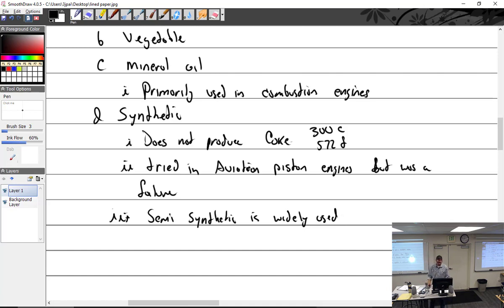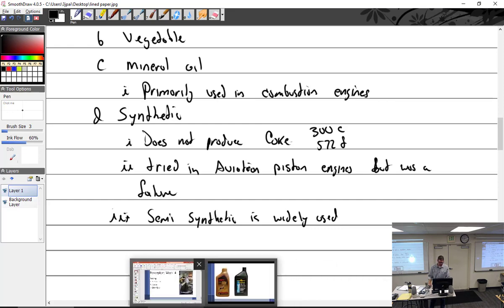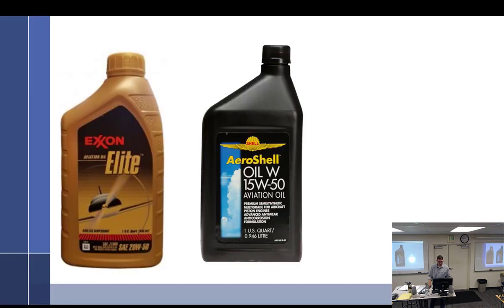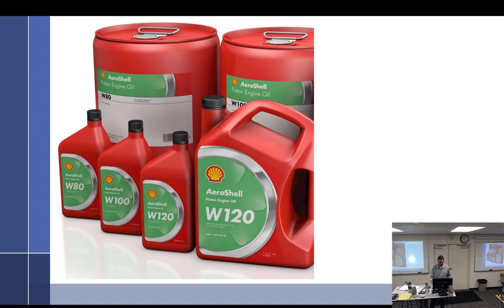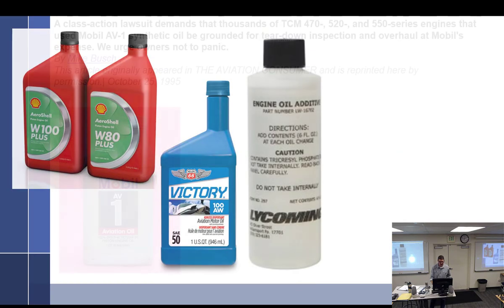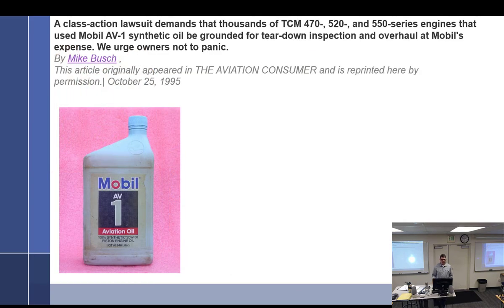Let me see. Either have a slide or... there it is. A class action lawsuit demands that thousands of TCM 475, 2550 series engines that use Mobil AV1 synthetic oil be grounded for teardown, inspection, and overhaul at Mobil's expense. We urge owners not to panic. This is in 1995.